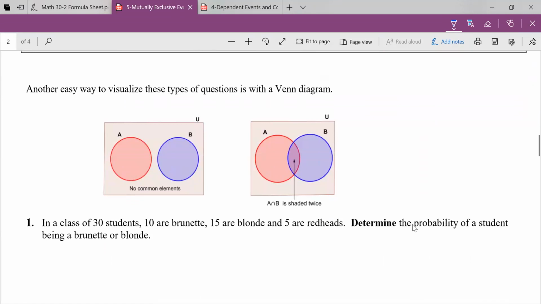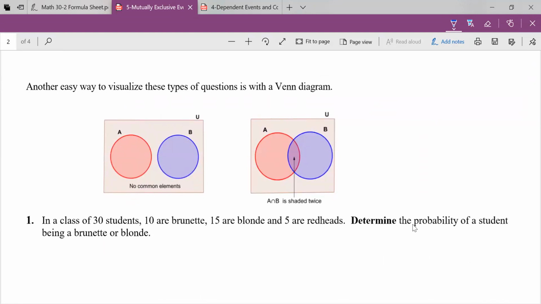Another way to represent these things is, of course, with a Venn diagram. If two events are mutually exclusive, it means they have no overlap. Remember what we called that in another unit? We called those events disjoint. They're mutually exclusive. They have no intersection. Whereas in the second, we have some events in common, so we say it's not mutually exclusive. Now, let's try some questions.